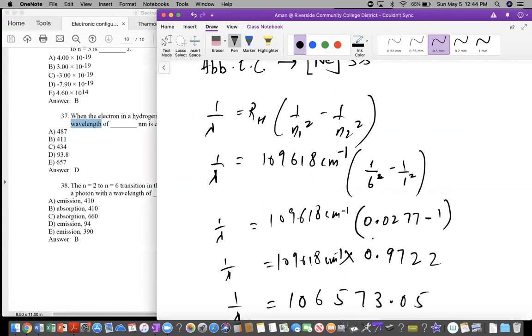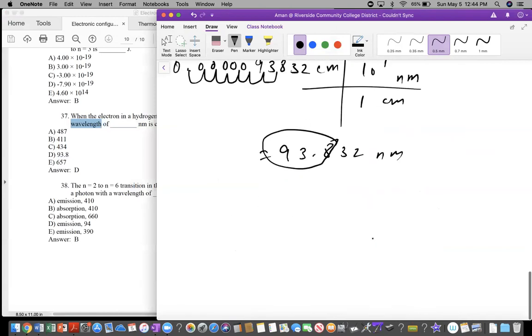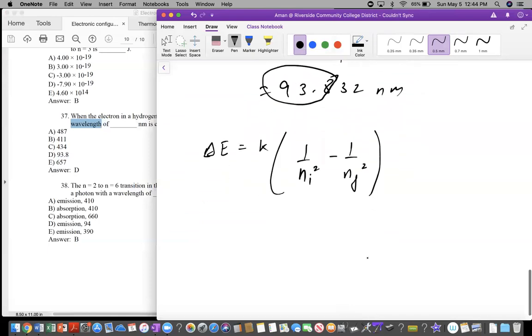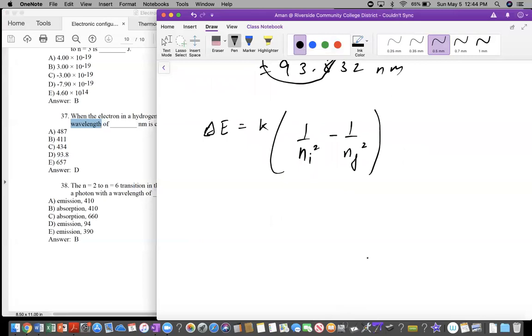Now, the thing you have to remember is the delta E. If the question was looking for delta E in the same scenario, and this was the formula, here this is n initial squared and n final squared. So here you cannot just put any number. This has to be where you started, and this is the final.